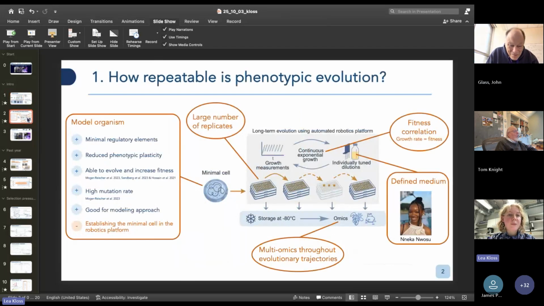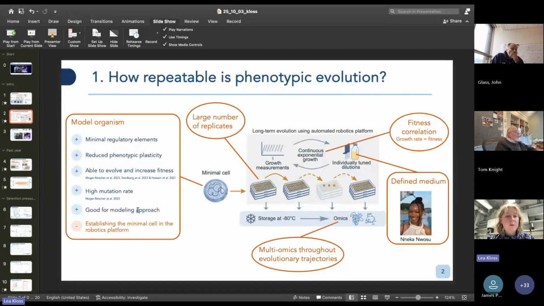So this is what we are planning to do. Basically, we use the minimal cell, and we want to use it as a model organism. And the main advantage for us is that it has minimal regulatory elements, as we heard today also, which means that we hope that during evolution, even if a regulatory gene is mutated, it doesn't affect a lot of parts of the other genes. And this is what happens in E. coli, for example. So we really want to see the direct changes due to our selection pressure.